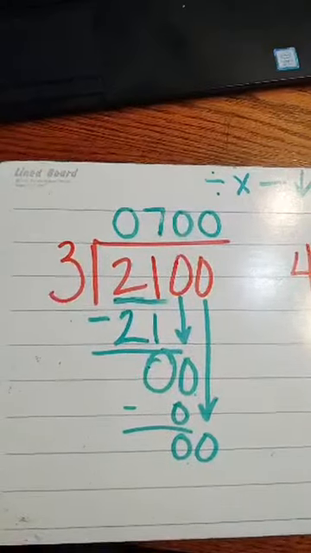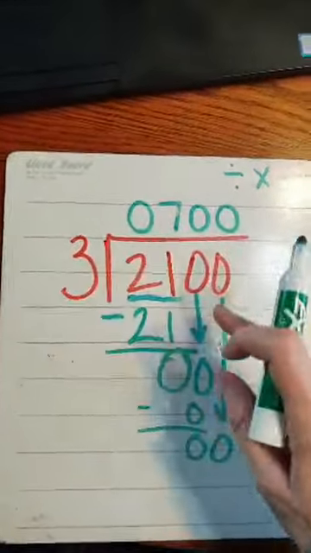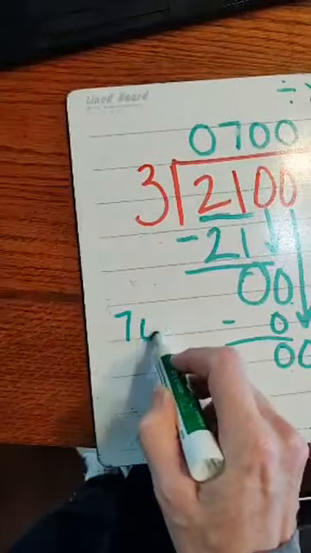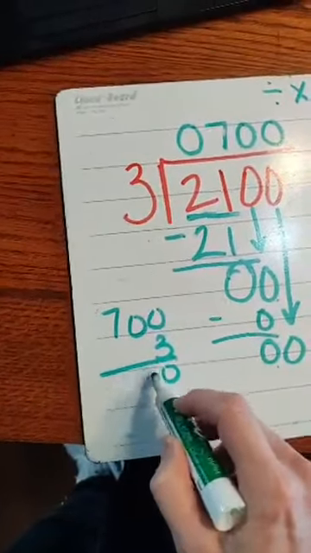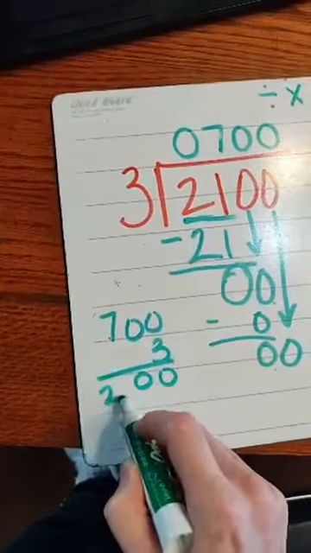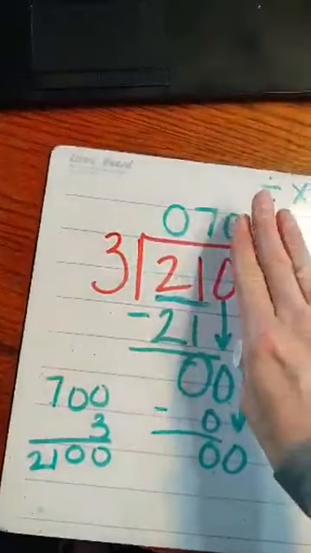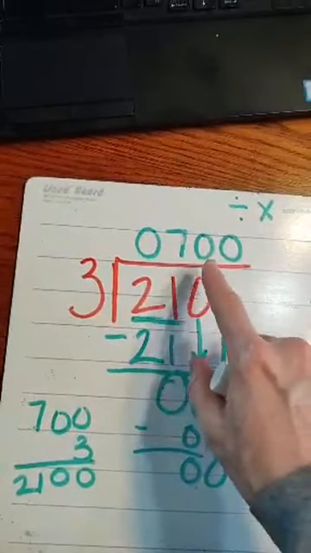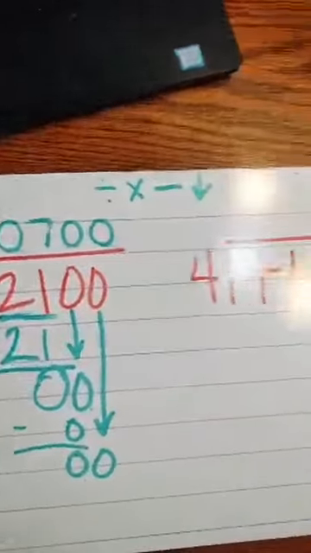Okay? Now I could check my work, couldn't I? I could take my answer times 3 and I should get this number in here. Okay, so 700 times 3 is 2100. I got it. Had I not filled these in, I would not have gotten this. You make sure and put zeros in if it doesn't go into that number. So let's try another one.